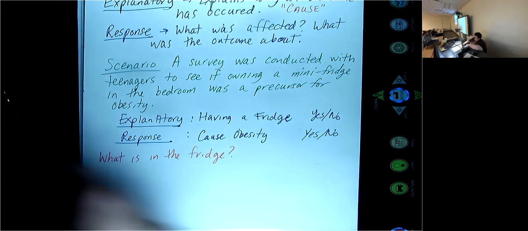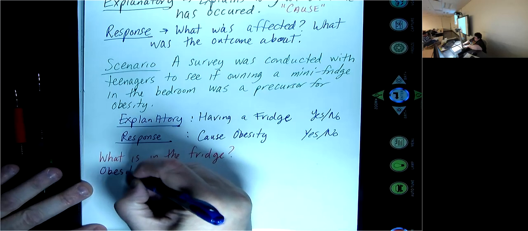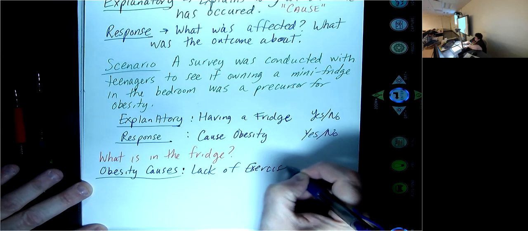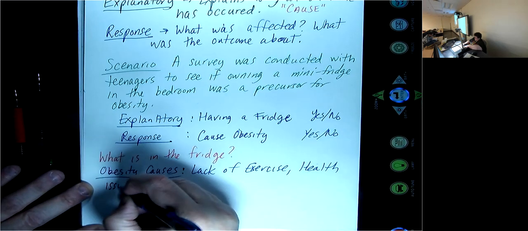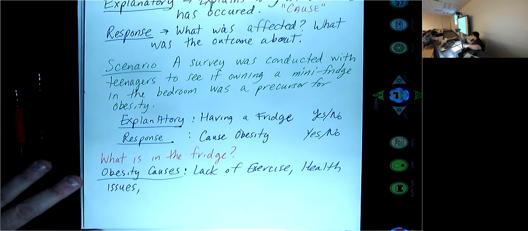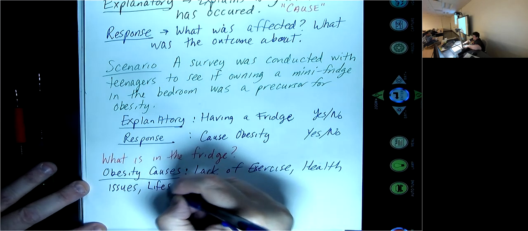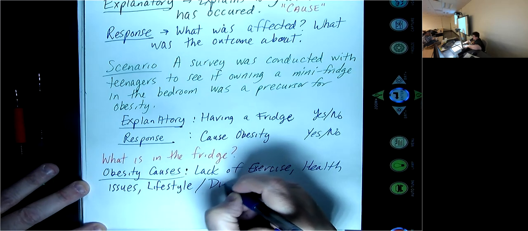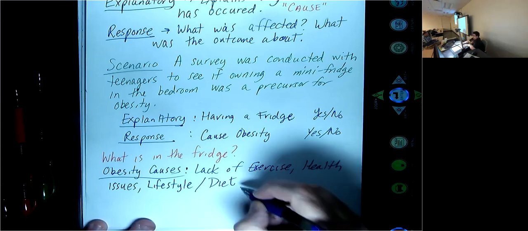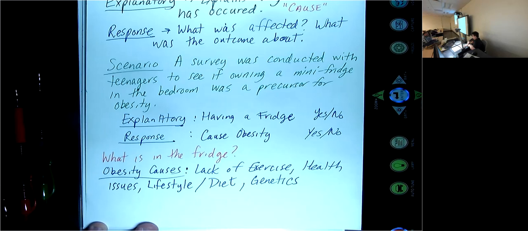Lack of exercise. So obesity triggers, we'll call them. Obesity causes. Lack of exercise is a great one. Health issues. Lifestyle. What do you mean by that? Do they drink a lot of soda? Okay, so lifestyle or what they actually consume. Lifestyle and diet, maybe. Diet being not like go on a diet, but what you consume. Genetics could affect it. What if that falls under health issues? If you want to put it under health issues, this is just coming up with a list of possible things it could be.